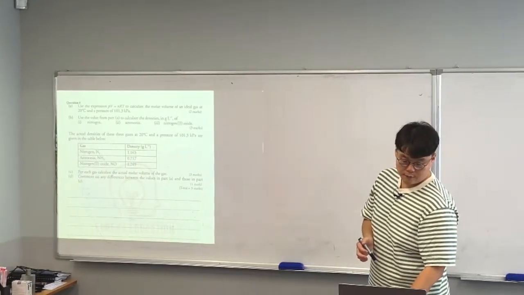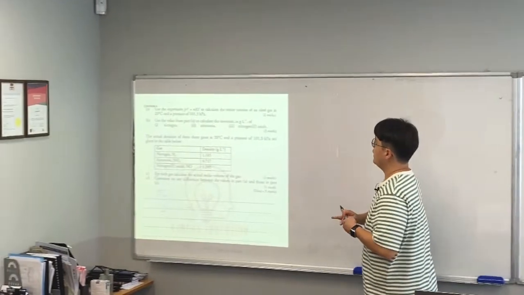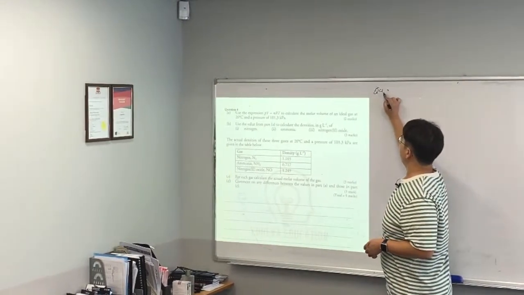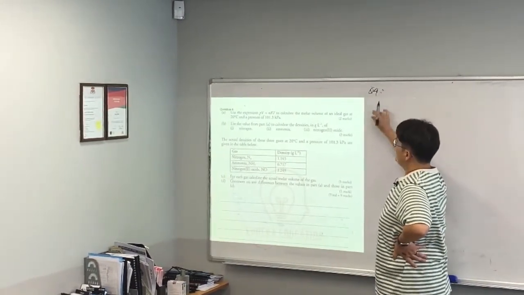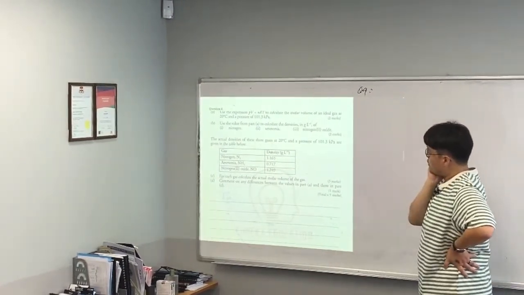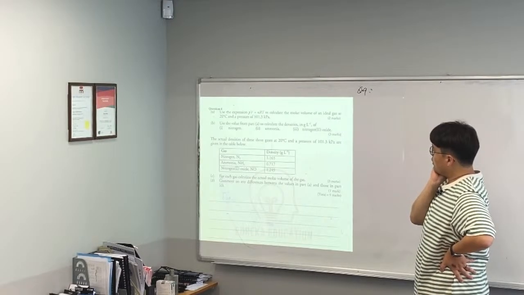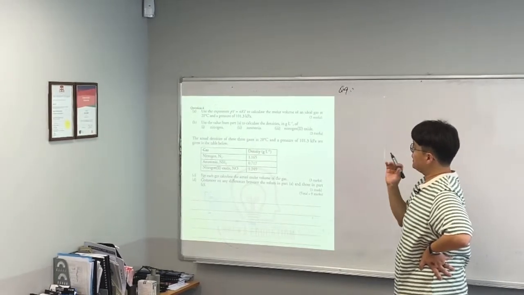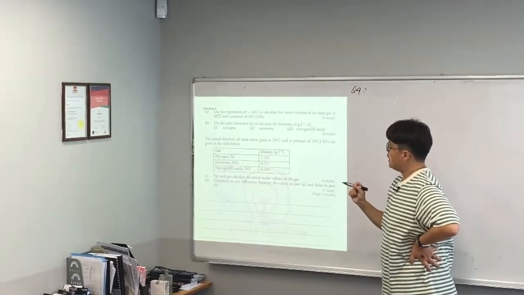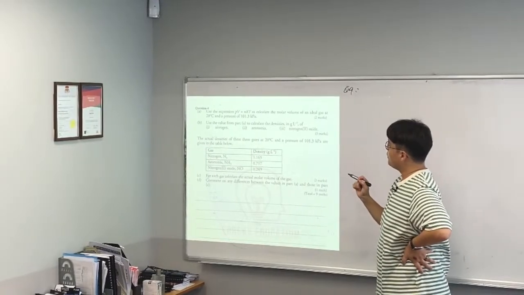Okay, question 4. Let's do it. A. Use the expression PV equals nRT to calculate the molar volume of the ideal gas at 20 degrees Celsius and a pressure of 101.3 kilopascal.